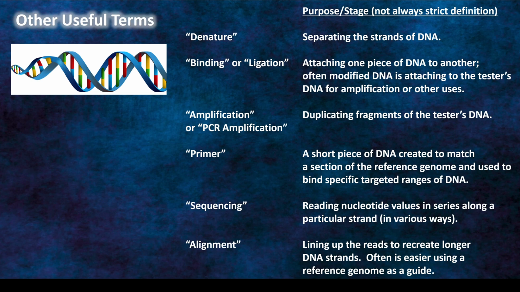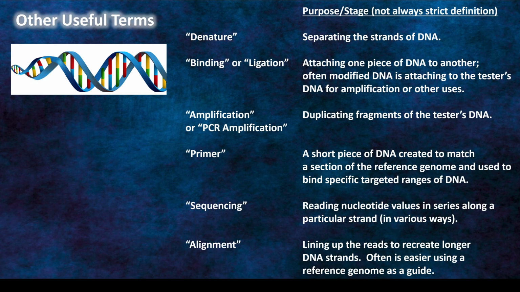A primer is a short piece of DNA, usually synthetic, that's created to match a section of the reference genome typically, and that's because you're looking for a neighboring piece of DNA that you want to read and see if there are mutations there and so on, so you create a primer for it so that you can attach the other piece of DNA that you're looking for. Sequencing just means reading nucleotide values in series along any particular strand.